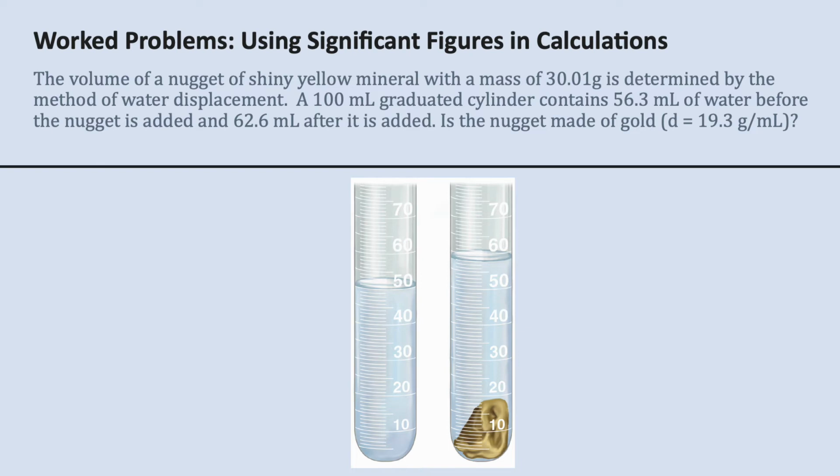This worked problem will look at using significant figures in calculations. The volume of a nugget of shiny yellow mineral with a mass of 30.01 grams is determined by the method of water displacement. The way that this is done is that we have a 100 mL graduated cylinder that contains 56.3 mL of water before the nugget is added and 62.6 mL after it is added. What we want to find is: is the nugget made of gold? And we're given the density of gold, which is 19.3 grams per mL.